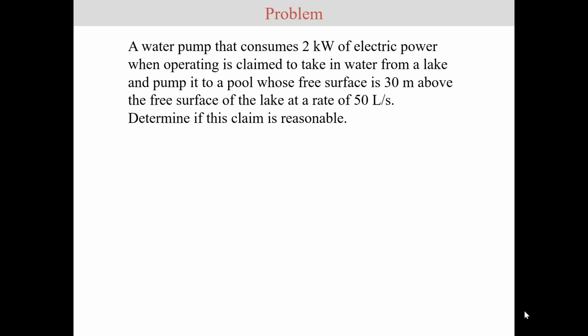The first problem reads, a water pump that consumes 2 kilowatts of electric power when operating is claimed to take in water from a lake and pump it to a pool whose free surface is 30 meters above the free surface of the lake. And it claims that the flow rate of the water is 50 liters per second. You are to determine if this claim is reasonable.